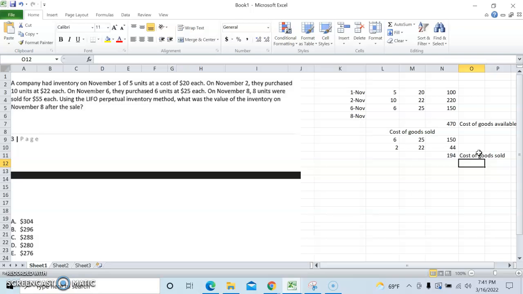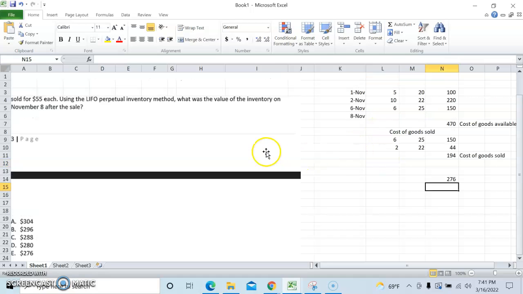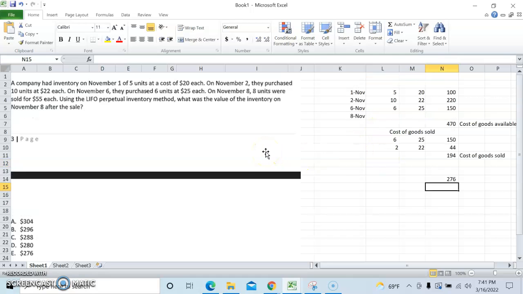Now, all we have to do is just take our cost of goods available for sale and subtract our cost of goods sold, and that's going to give us the answer. Because cost of goods available for sale equals cost of goods sold plus ending inventory. And we're trying to find the ending inventory. So we just got to take the 470 minus the 194, and we got 276, which is going to be E.